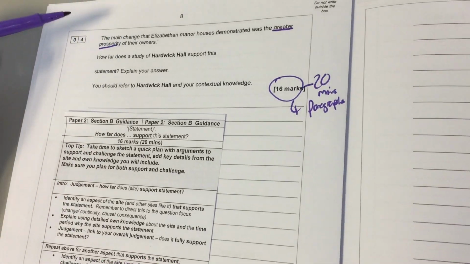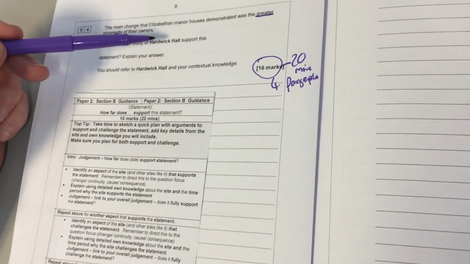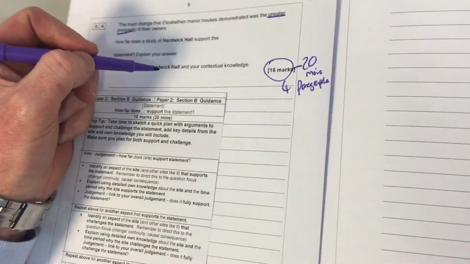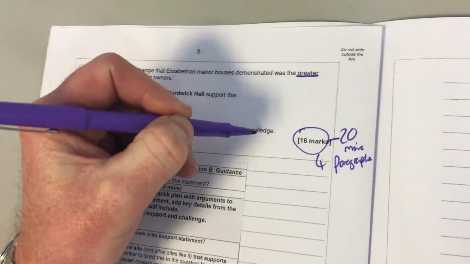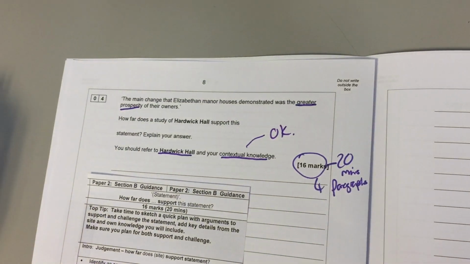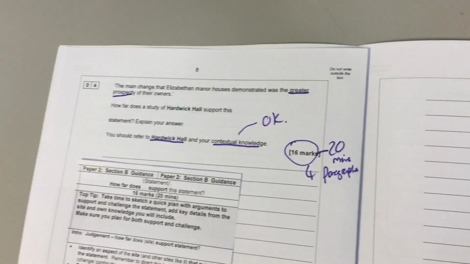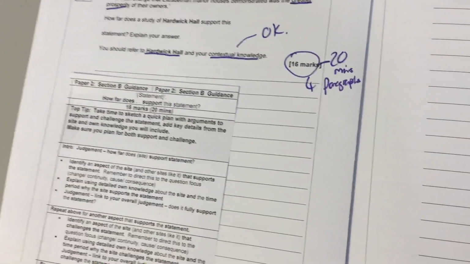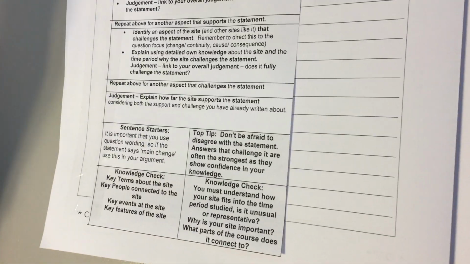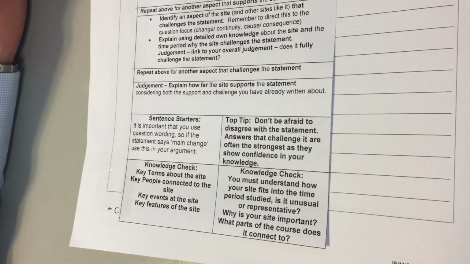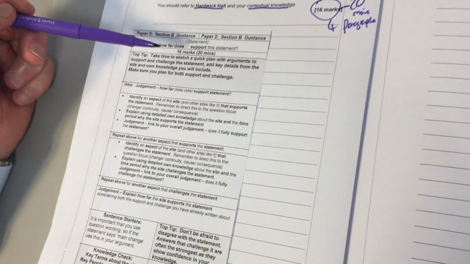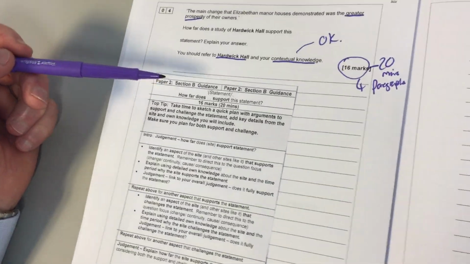All right. The question says, how far does a study of Hardwick Hall support this statement? Explain your answer. You should refer to Hardwick Hall and your contextual knowledge. Remember, that is your own knowledge. Key dates, key terms, key people, key events, key features of the site. That's what you want to include. Okay, so let's have a look at this. It says, take time to sketch a quick plan with arguments to support and challenge the statement. Add key details from the site and your own knowledge that you will include.